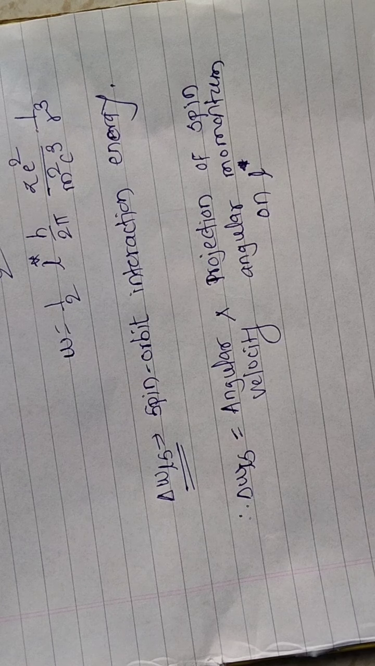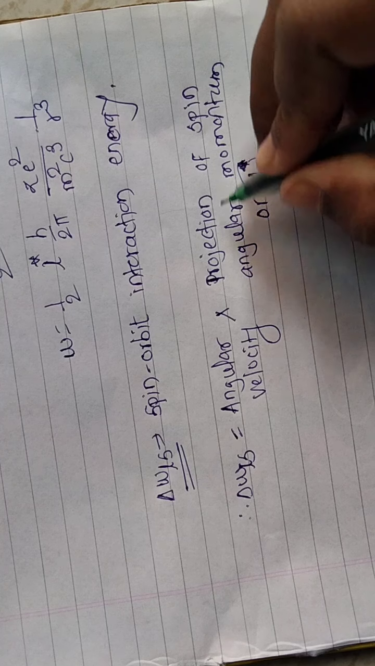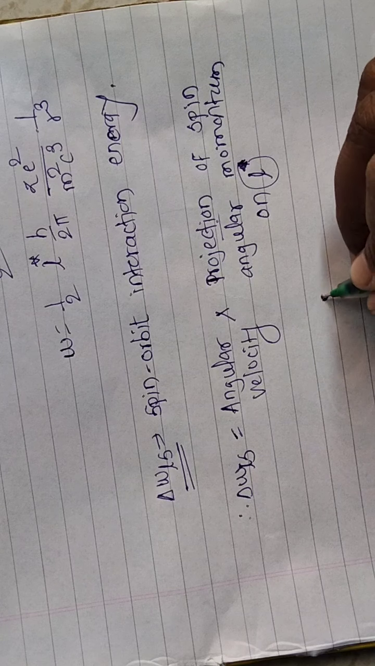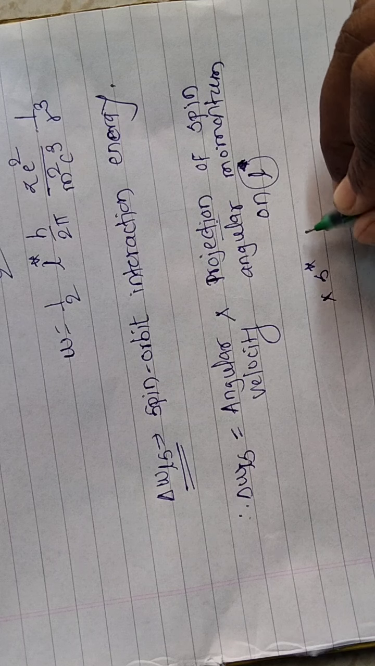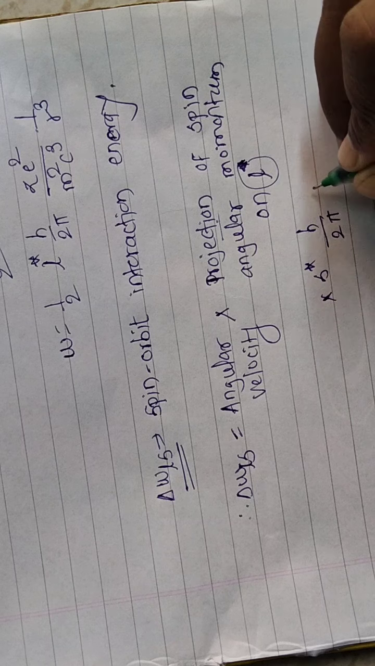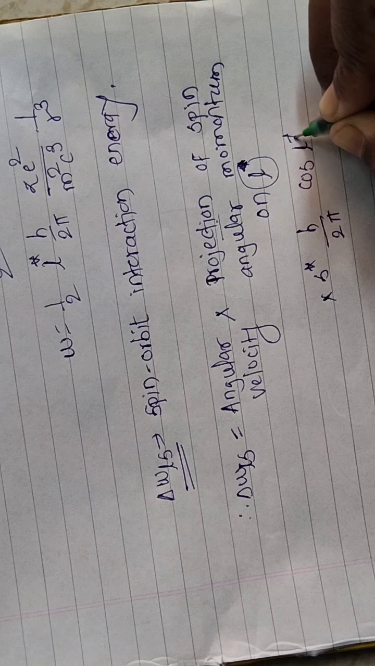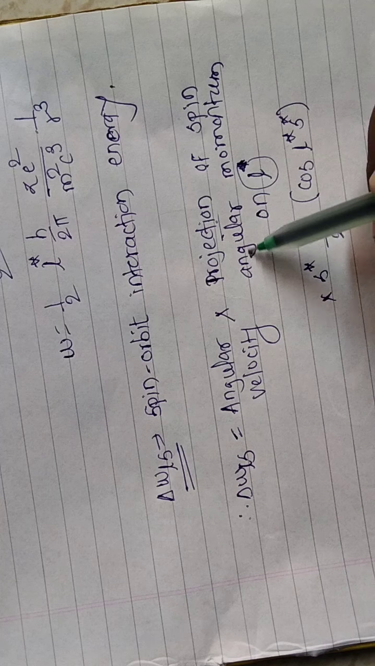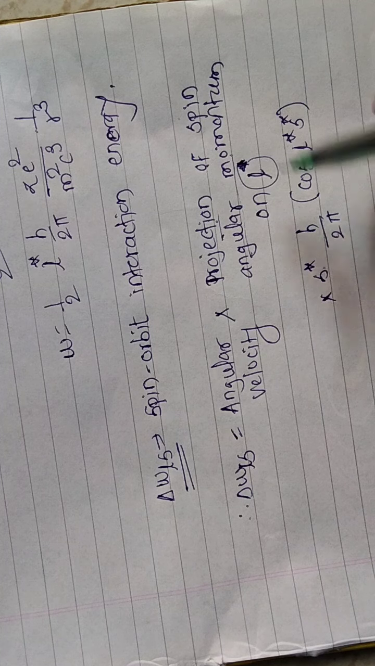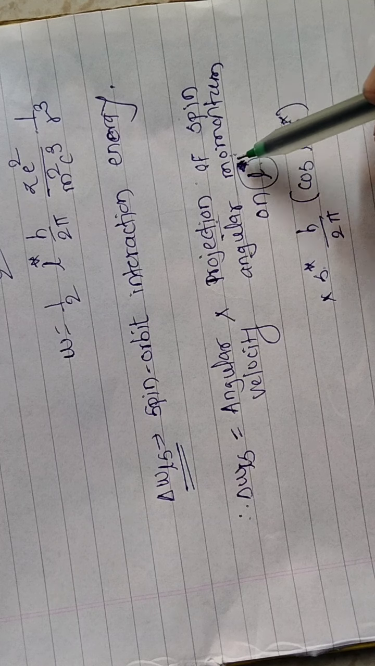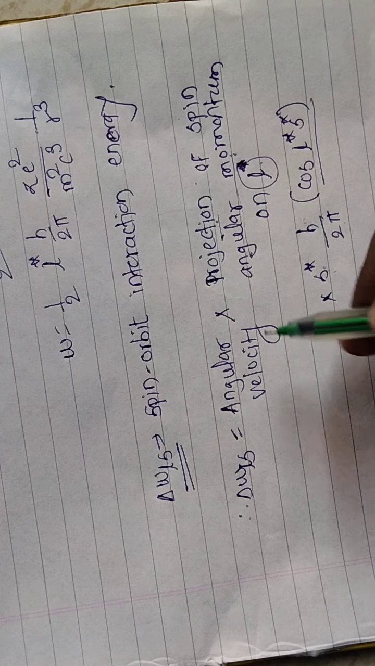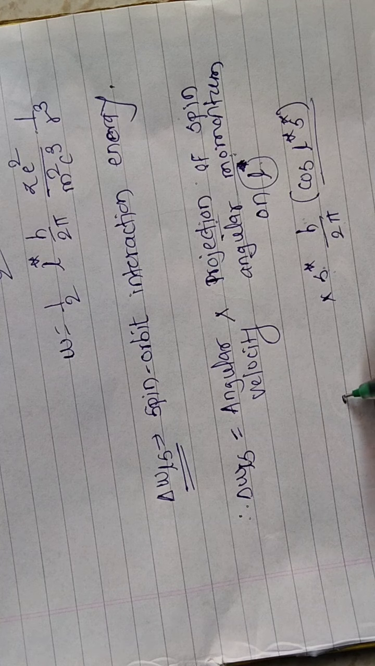So here, the value of the projection of the spin angular momentum will become S star according to quantum mechanics, cos of L star S star. This is the projection of the spin angular momentum, the projection of this spin angular momentum on L star. So this will become S star into h upon 2 pi cos of L star S star. This is the angular velocity and this is the projection. Okay, omega.